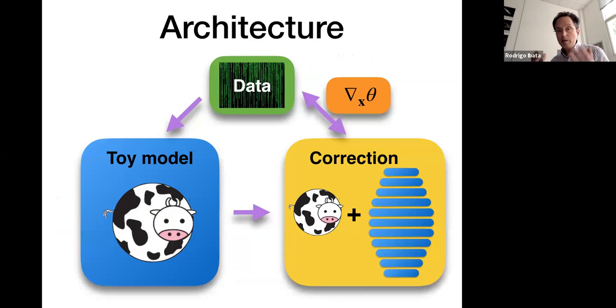And so the basic architecture behind this is shown in cartoon form here. Essentially, we have our data set, and we go through some sort of toy model. We implement a correction to that toy model in the form of a neural net, and that's then constrained by the physics that we put in the form of differential equations.